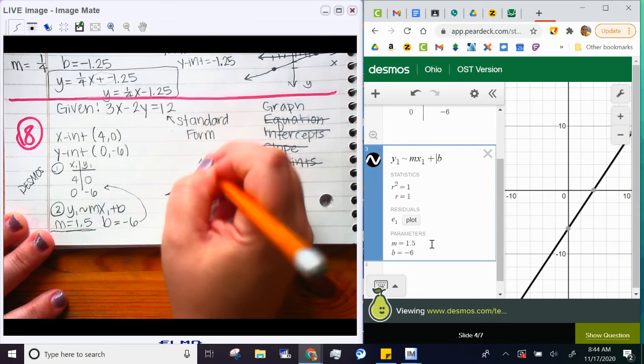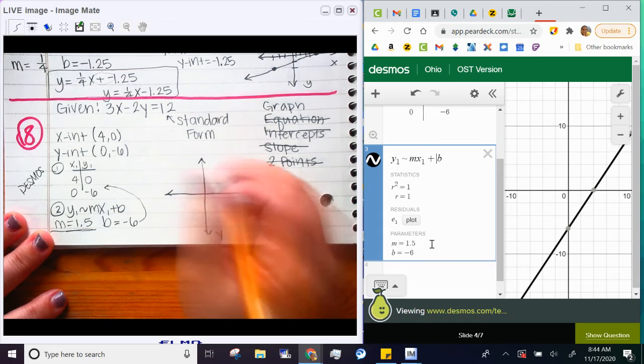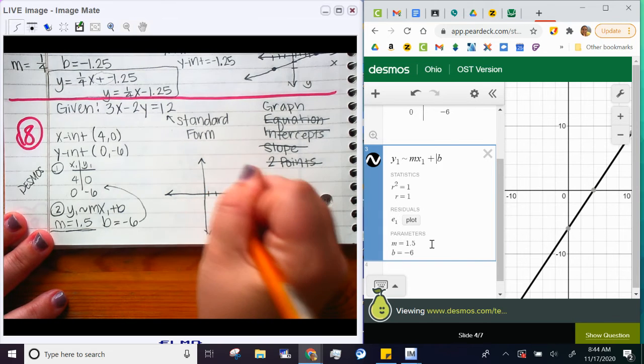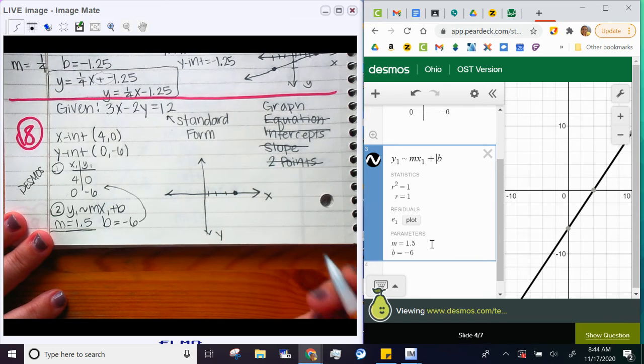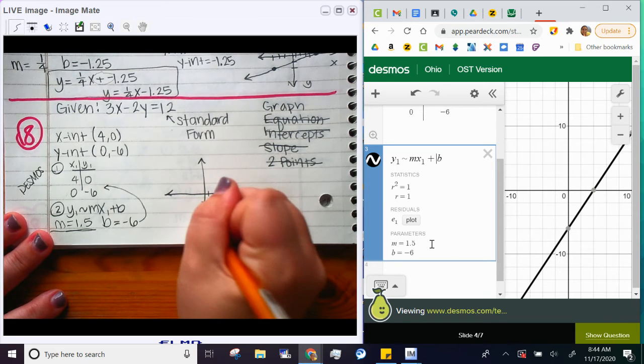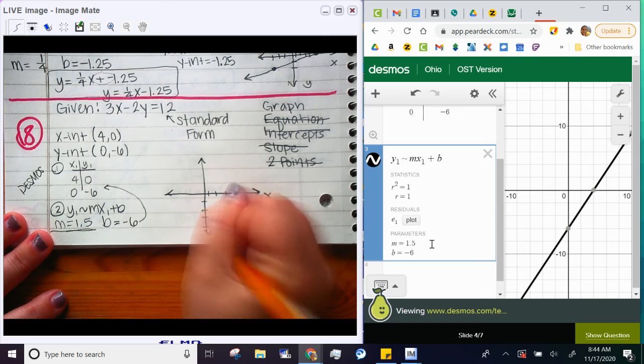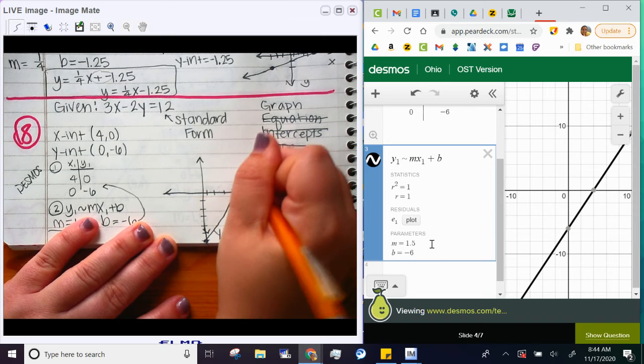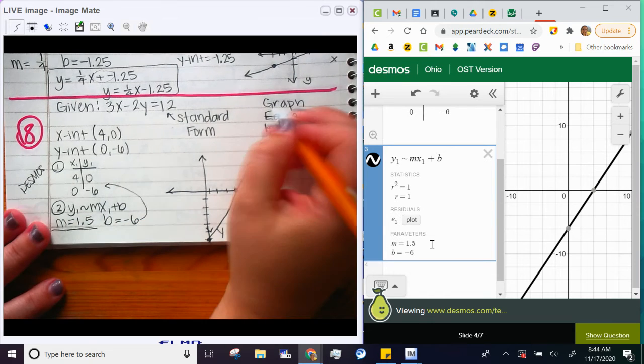So there's the x, there's my y. I know that I've got an x-intercept of 4, so 1, 2, 3, 4. And I know I've got a y-intercept of negative 6. 1, 2, 3, 4. Oh, let's make this go down. 5, 6. And I'm going to connect them with a straight edge.